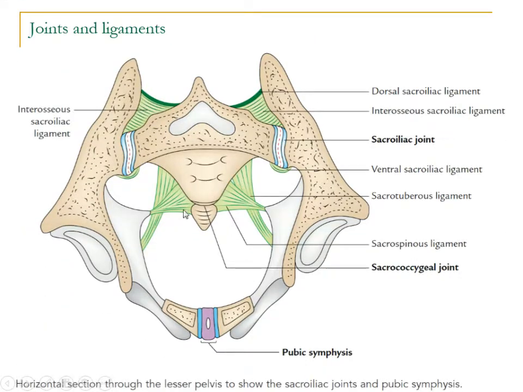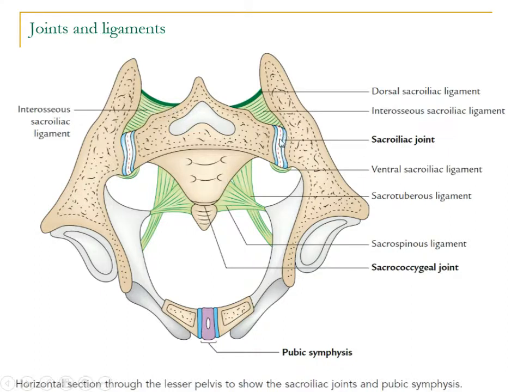We can see over here again the same ligaments. This is the sacrospinous ligament, this is the sacrotuberous ligament, and this is the interosseous sacroiliac ligament, which is the second strongest ligament present in the body.